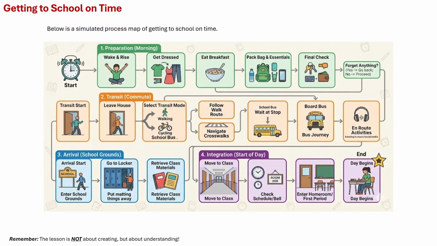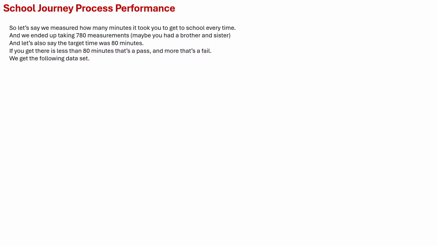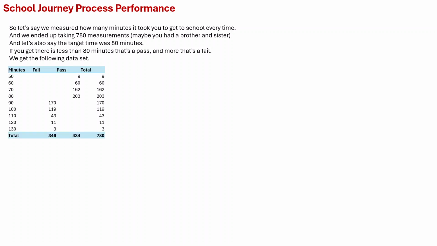For the purpose of this exercise, I've looked at a process map of getting to school on time. So I've created this, and then I've just simulated some data points. So just to get a volume of data, I've said, look, 780. We're saying the target time to get to school on time is 80 minutes. And then we're just representing those data points as pass or fail.